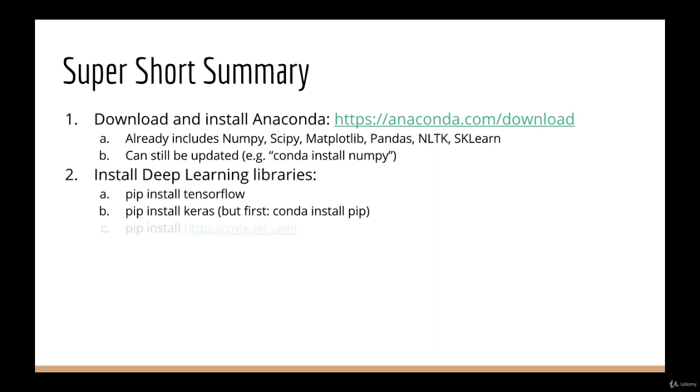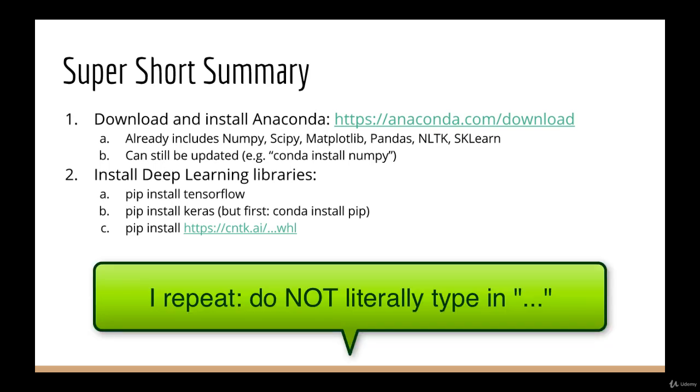Next we have CNTK, which is Microsoft's deep learning library. So you do pip install and then the CNTK URL, which you can get from Microsoft's website. I'm not posting any URL here because the version could likely change in the future, and so you just Google search how to install CNTK and you can get a URL just like this.